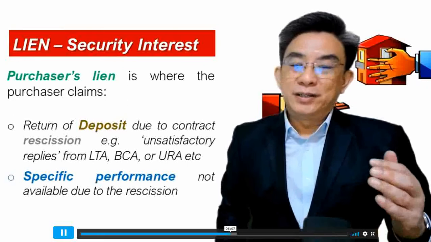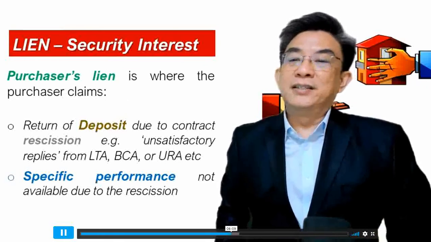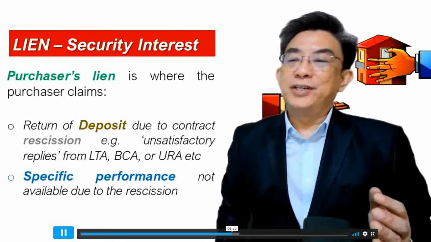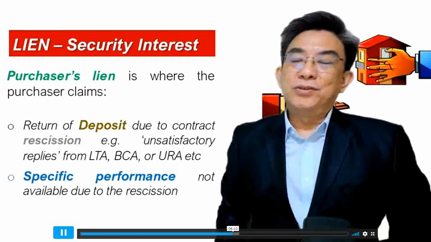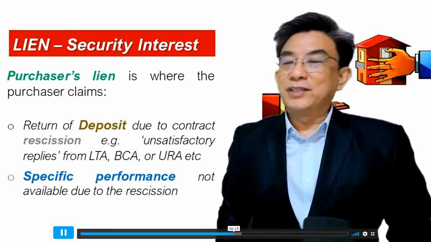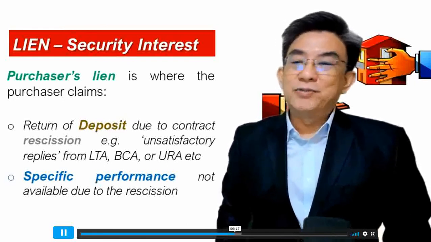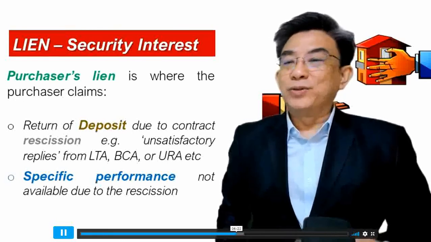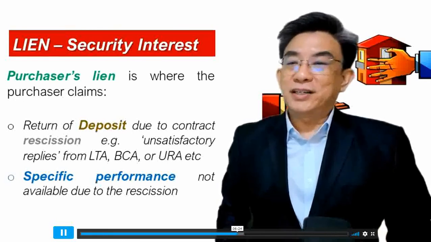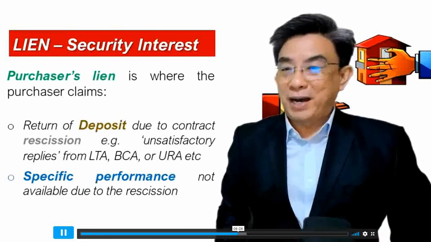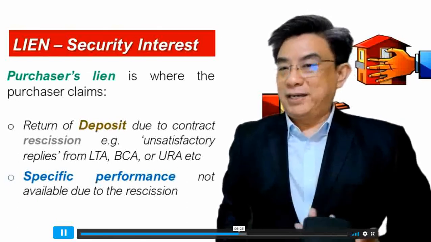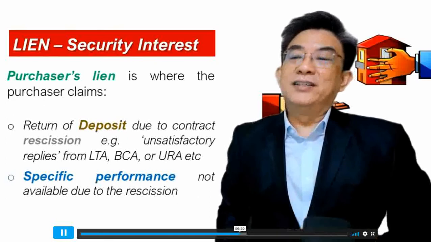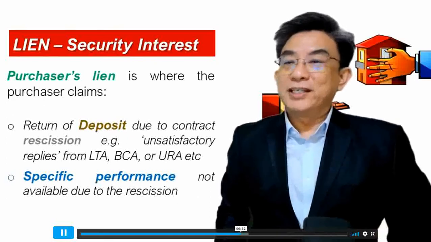Now, the contract was rescinded because of the unsatisfactory reply. So you can just ask for the return of the deposit, but the seller refused to return the money. So then it went to court. Still the court said, can you please return the deposit to the buyer? So now, what does the buyer have? What is the right? That position is called purchaser's lien.